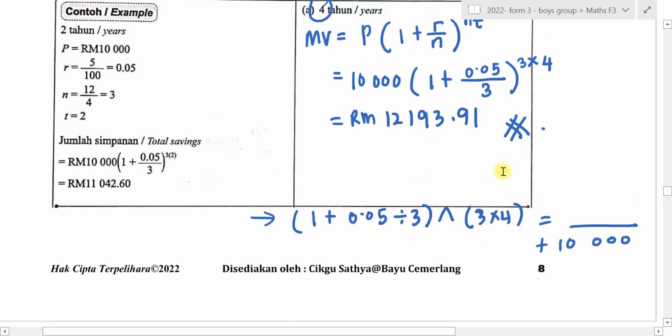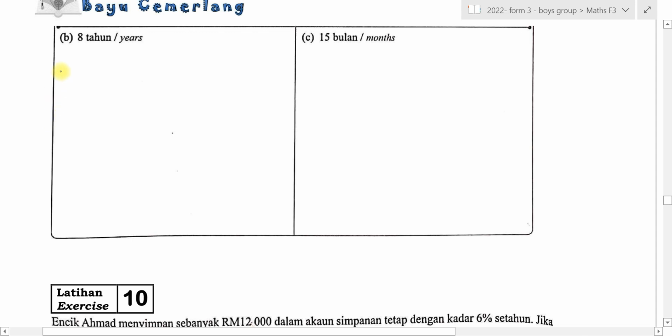Sharvinat, you are going to help me out. First the formula. Tell me the formula. MV equal to? No referring. Come, first you start with P, bracket, 1 plus R over N. After you write, it goes down below, and up here, N, T. Okay?